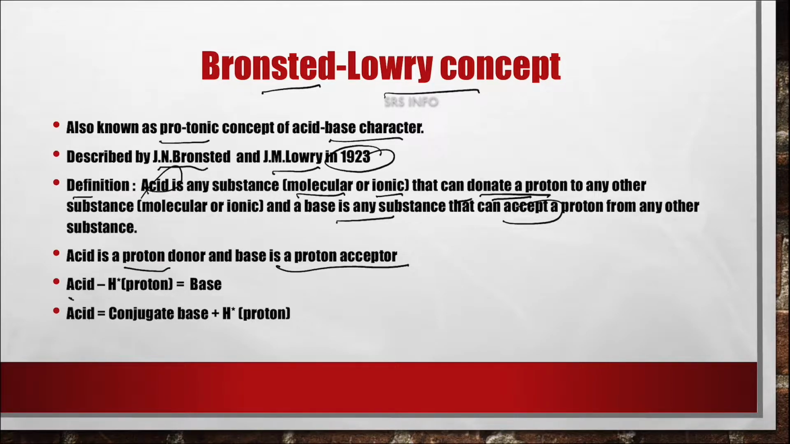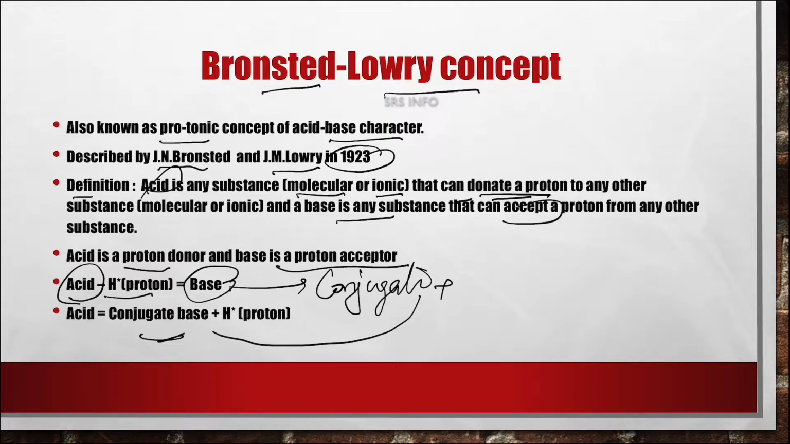When an acid loses its proton, it becomes a base, and this base is known as the conjugate base. In other words, when a conjugate base is added with a proton, it again becomes an acid. Clear? So this is the interchange, the acceptance and rejection of protons. This is the game of this concept.